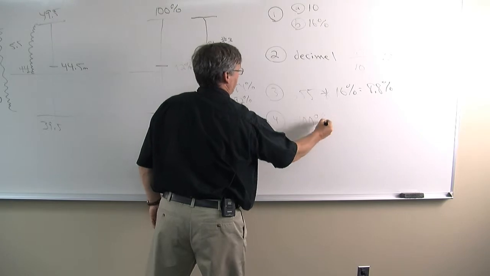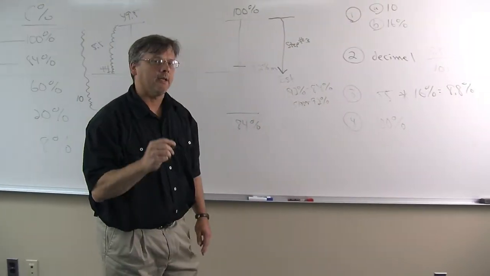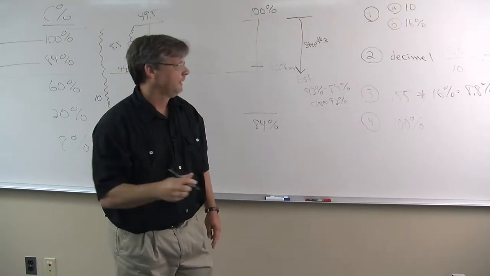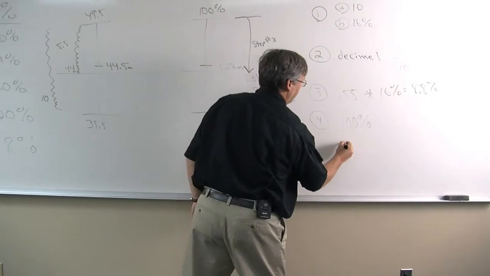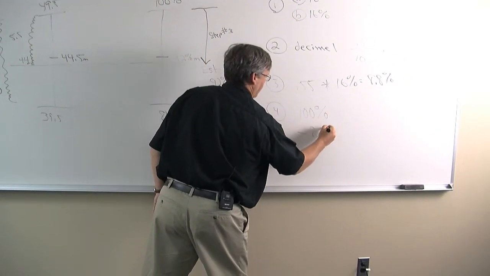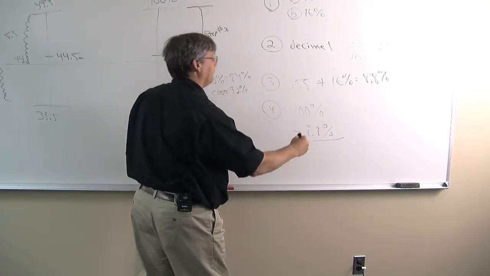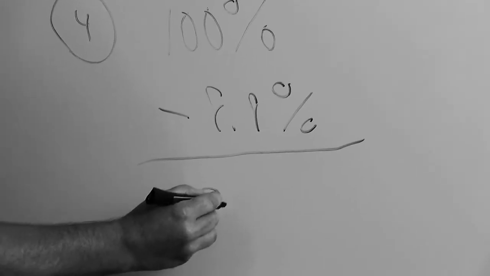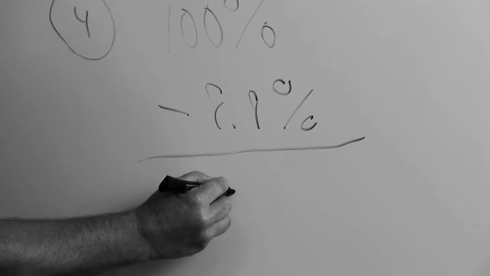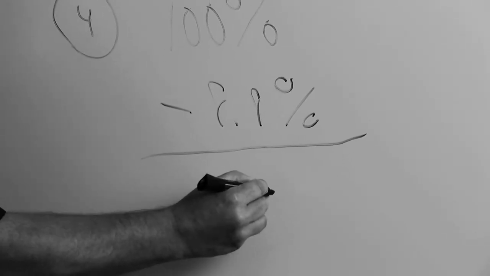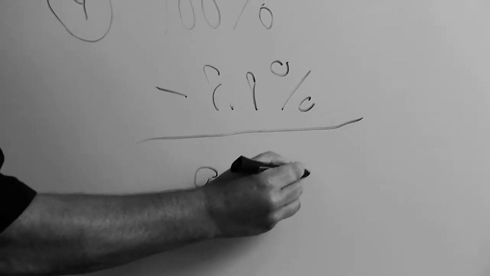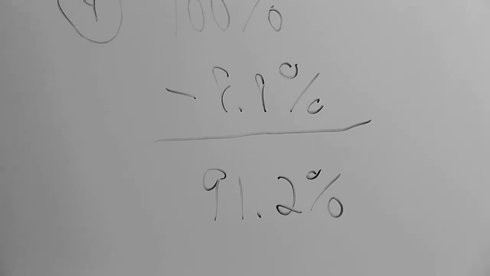The last step in our math is taking the step 3 value and subtracting it away from the top of the interval to get down to the final answer. So 100% minus 8.8% is 91.2%, which is our final answer.